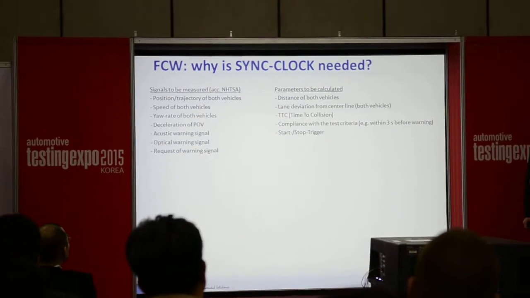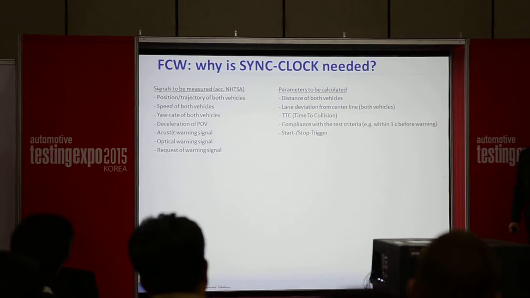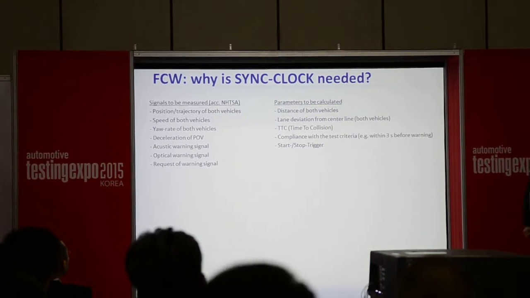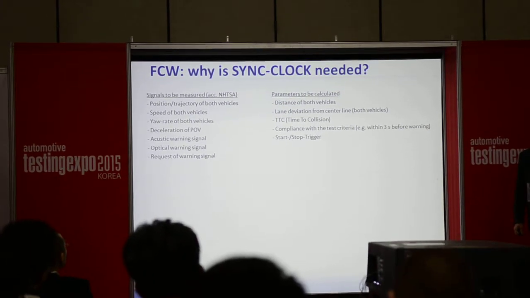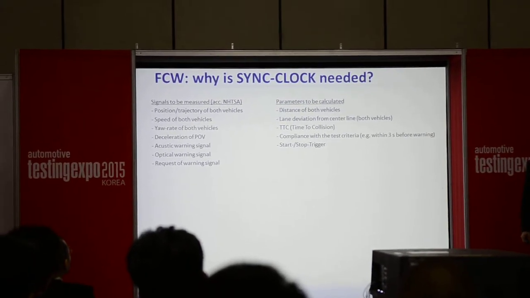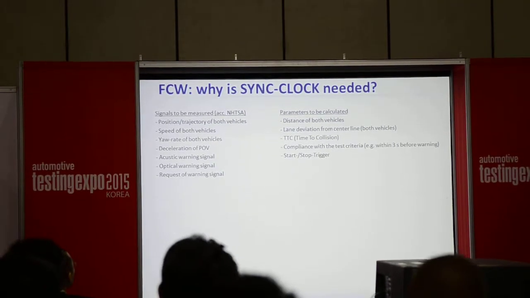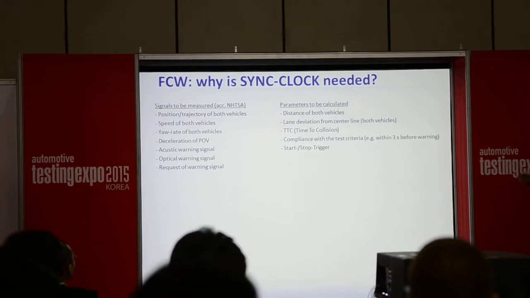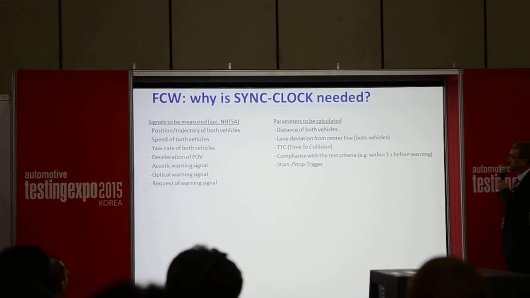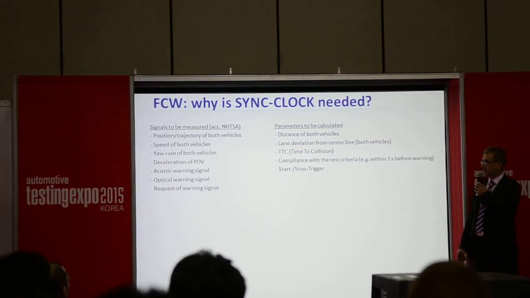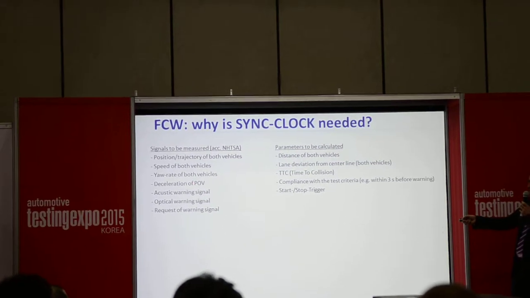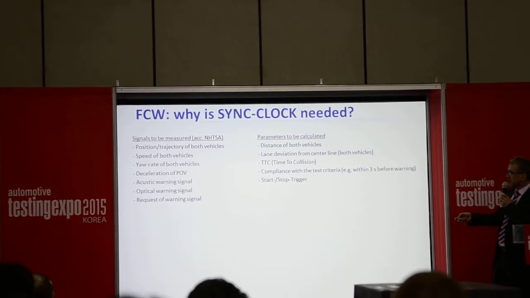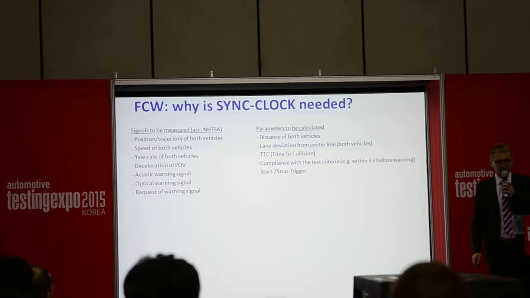So this doesn't seem to be so complex for the testing. But maybe let's have a closer look how it really is, because you will soon see that there is especially one really big challenge for the testing systems. So which signals do have to be measured according to the NHTSA? We do have position and trajectory of both vehicles. We need the speeds, we need the yaw rates, we need the deceleration of the POV, we need the warning signals, acoustic and optical, and the request of the warning signals.